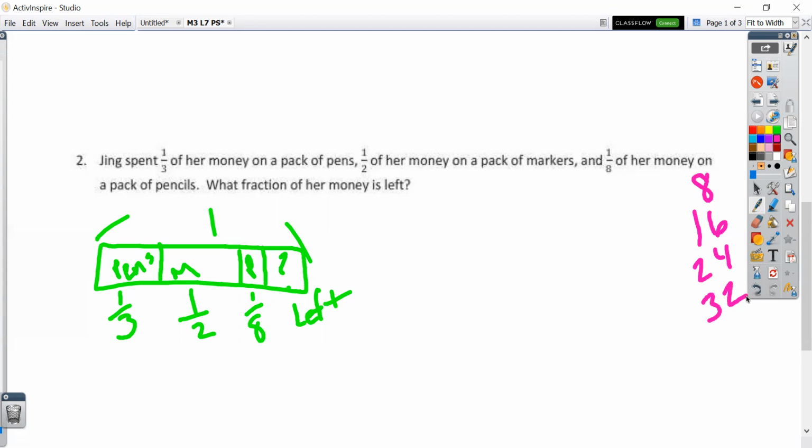And then let's count by threes. I'm going to change color so it's a little easier to see. 3, 6, 9, 12, 15, 18, 21, 24. Okay, so they both have a 24. Now the question has to be, does that work for our third fraction? So we've done eighths, we've done thirds, and we are now doing halves.